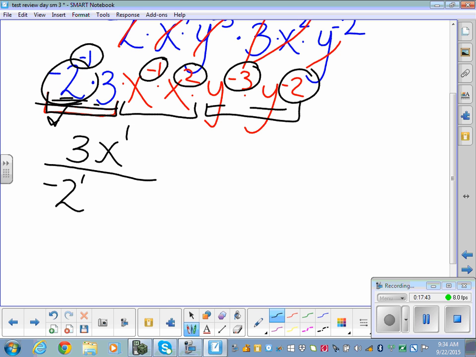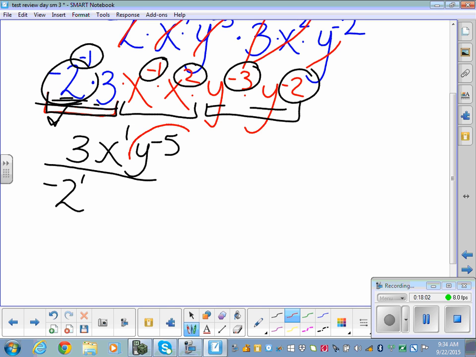Negative what? -5. -3 plus -2 is -5. So is everybody comfortable with this? Now we have to go through and fix any negative exponents, not negative numbers, negative exponents. Negative numbers are okay. So looking at this, 3 to the first, we're good. X to the first, we're good.